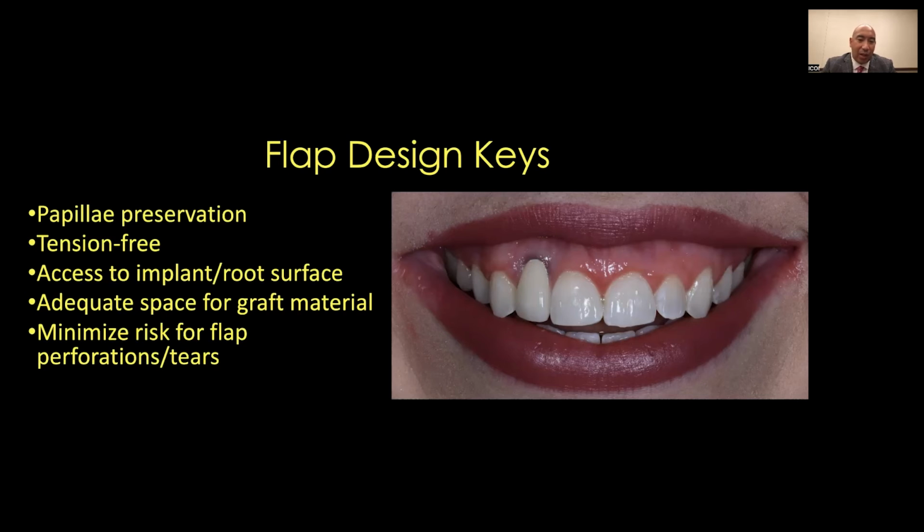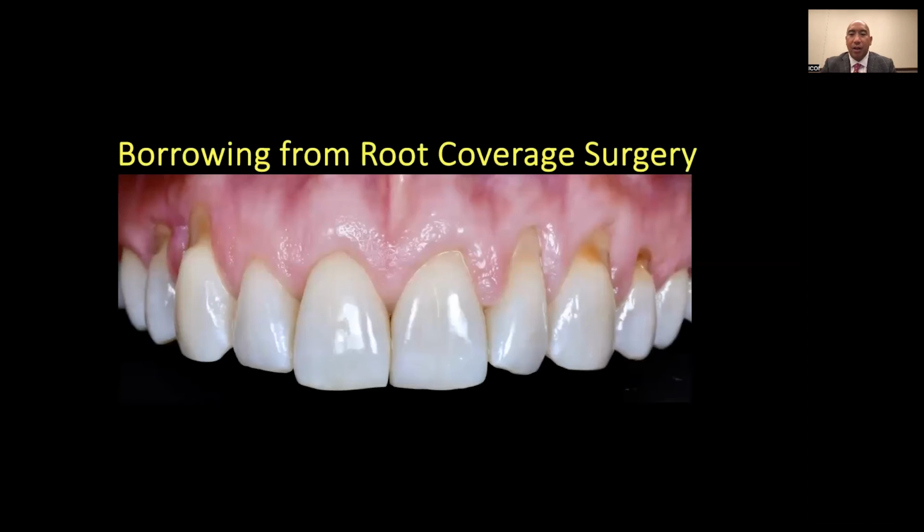This type of design where you tunnel through the frenum also has the benefit of minimizing the chances of tearing the flap or perforating. The flap design for this last implant case I borrowed from my own flap designs when I do root coverage surgery. I don't know who invented the flap design, but I can tell you, I'm the one who named it. This is what we call a frenum access that I'm going to show you here.